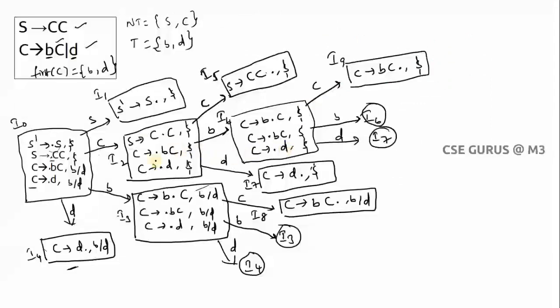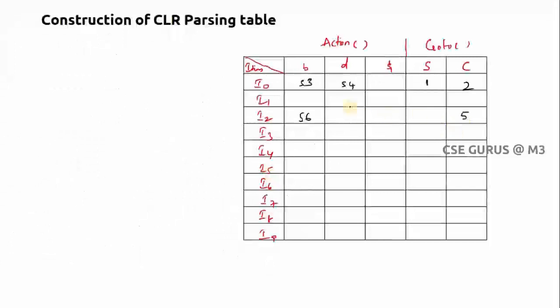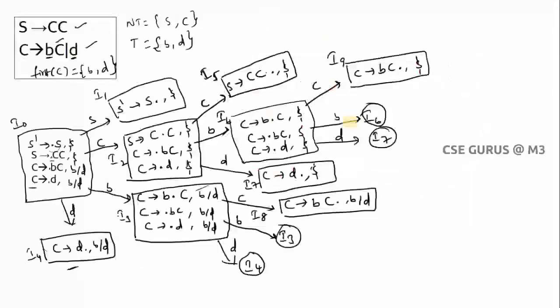I2 to D, I2 to D, it is going to I7. I2 to D, it is going to I7, which means S7. Next, I2 is over. Next, coming to I3.